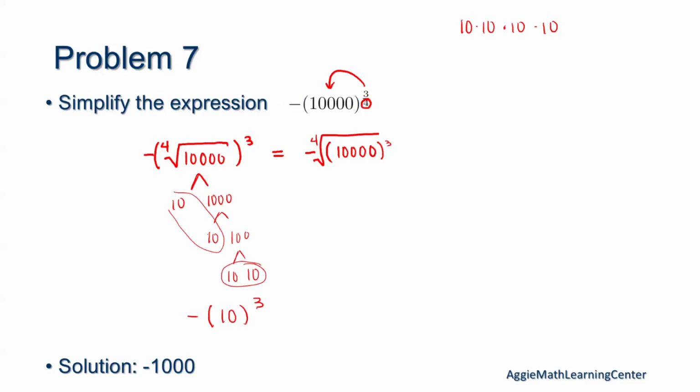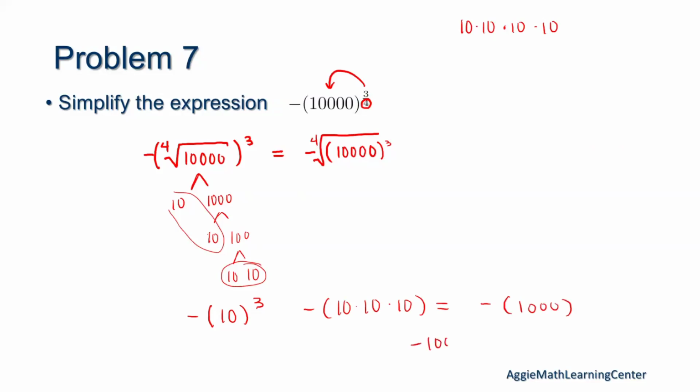Okay, any questions about how I did that? Okay, now we just have negative 10 to, oh, it already showed the solution. That's okay. Now we just have 10 to the power of 3, and so negative 10 times 10 times 10. And that's going to be 1,000. And then now we have the negative, so now it's going to be negative 1,000. Okay. Any other questions?